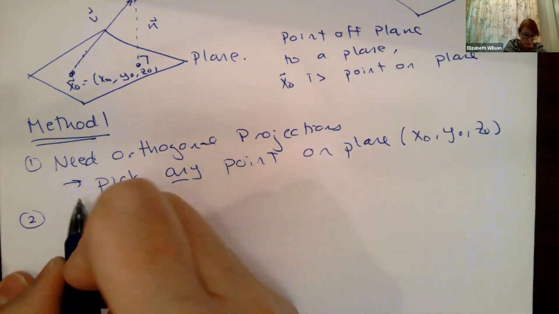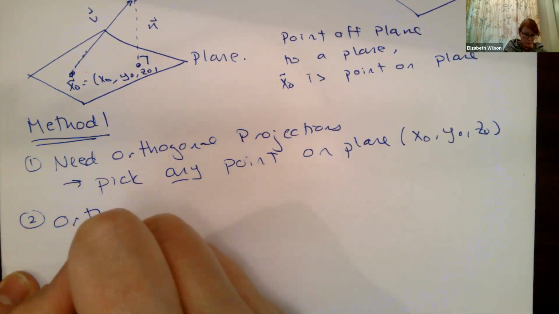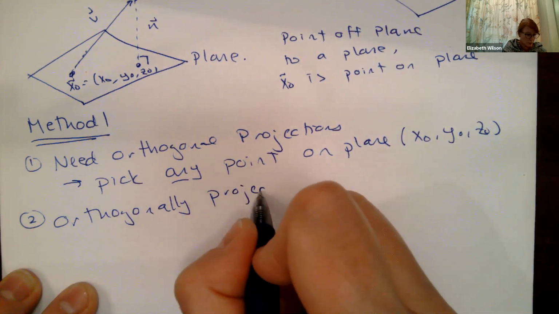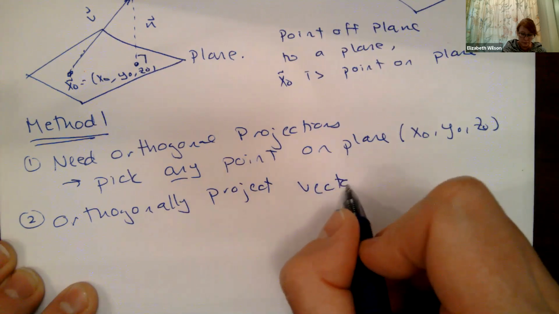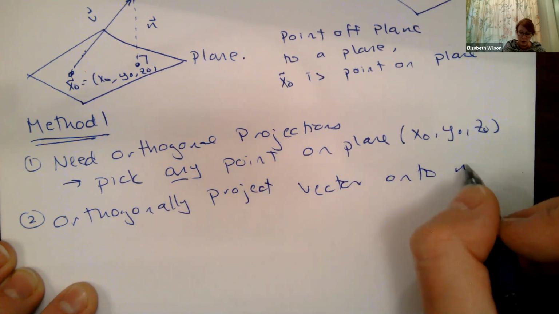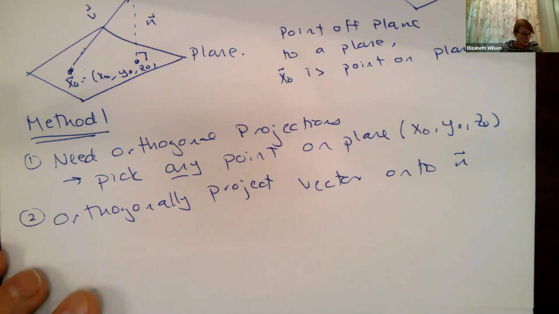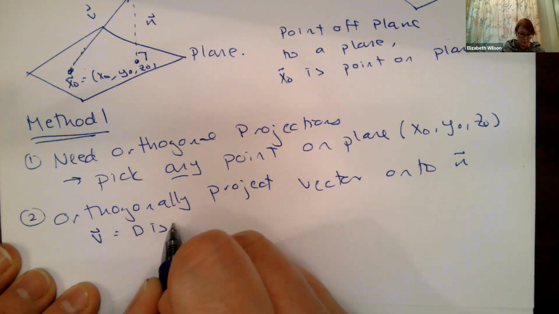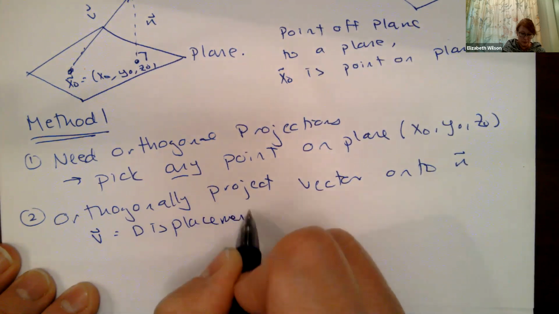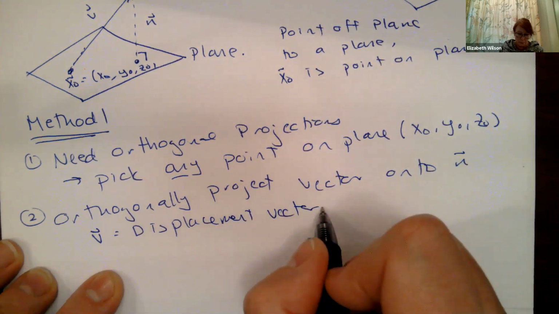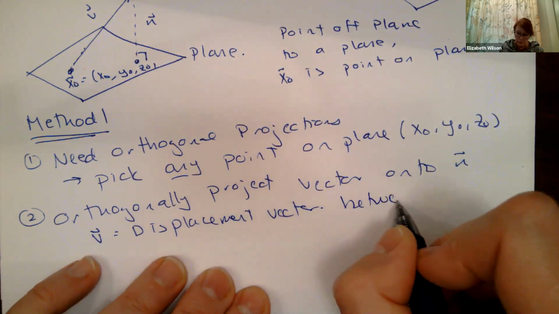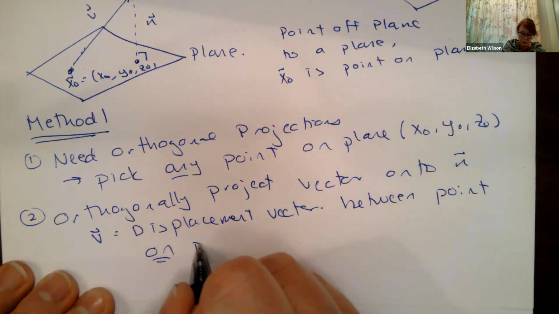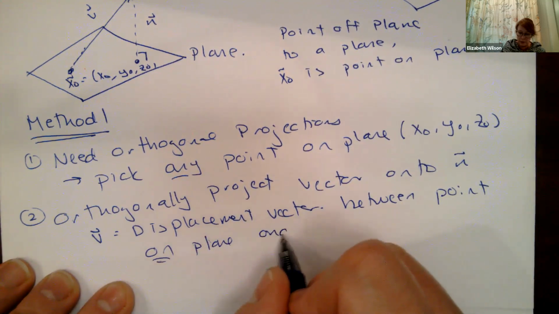Now what I need to do is orthogonally project a vector onto my normal vector. V is our displacement vector between a point on the plane and the point off the plane.